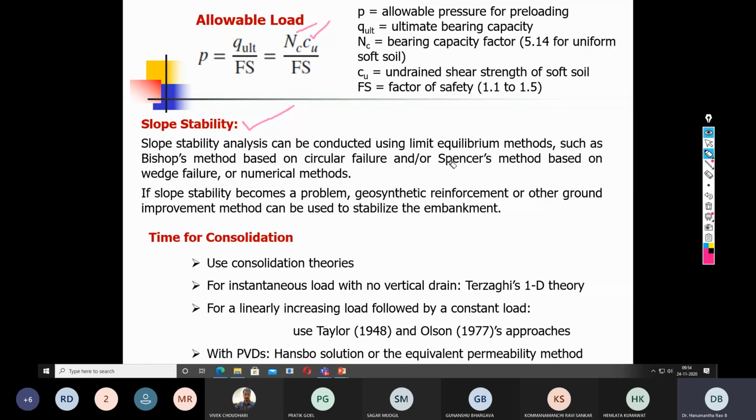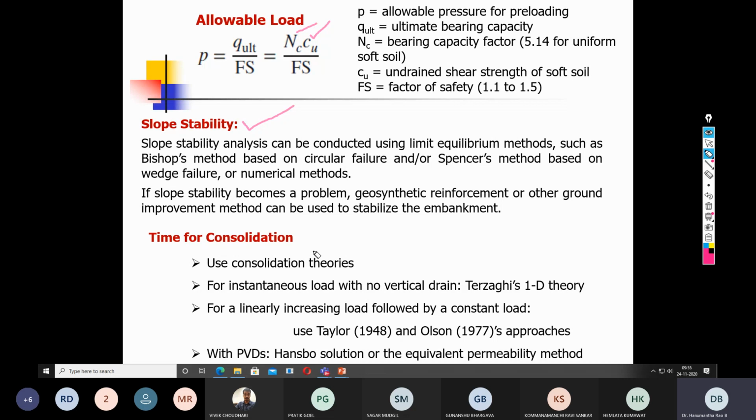You can use any method. If slope stability becomes a problem, then what should we do? Then we should go for geosynthetic reinforcement or other ground improvement methods that can be used to stabilize the embankment. By no means should you allow failure to occur within the soil or within the embankment.